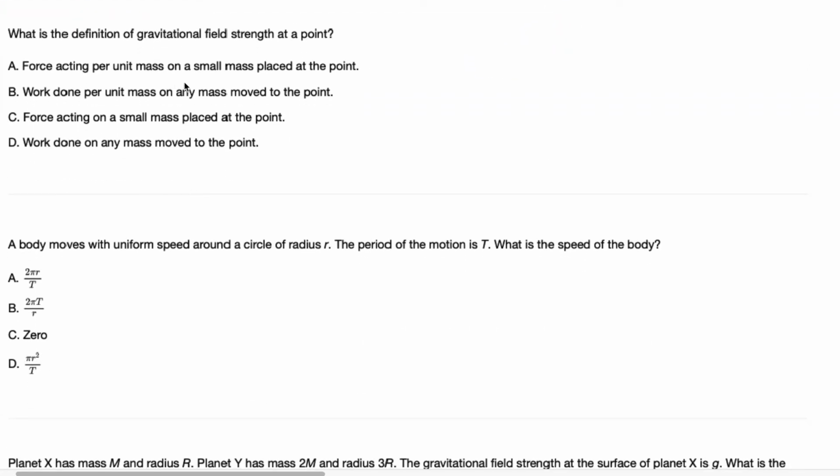What is the definition of gravitational field strength at a point? Gravitational field strength is equal to the force acting per unit of mass. So A is the answer.